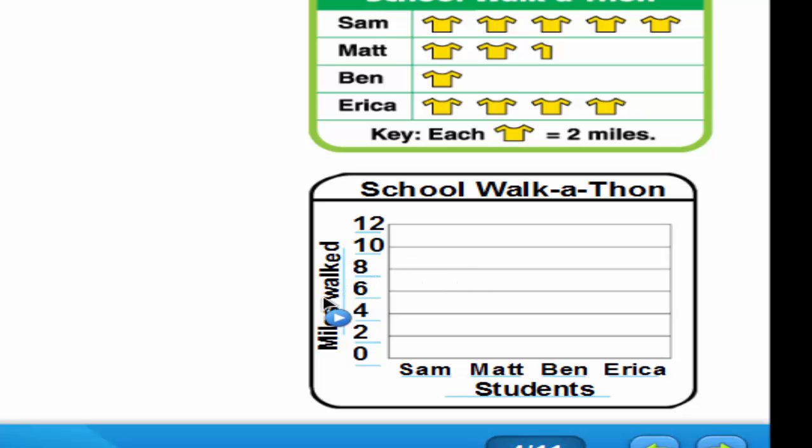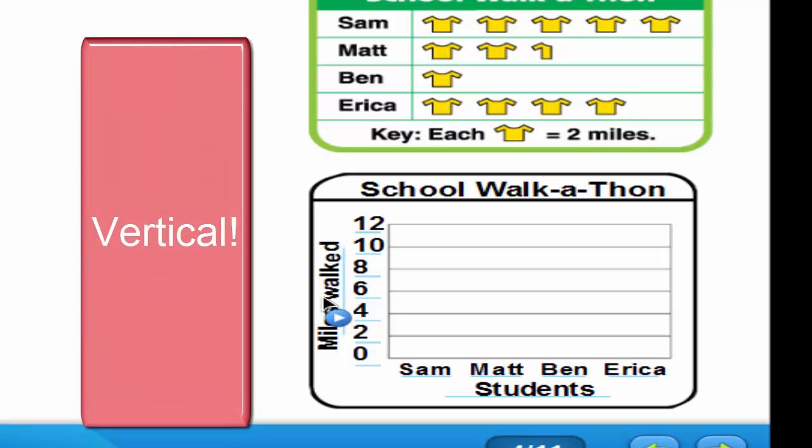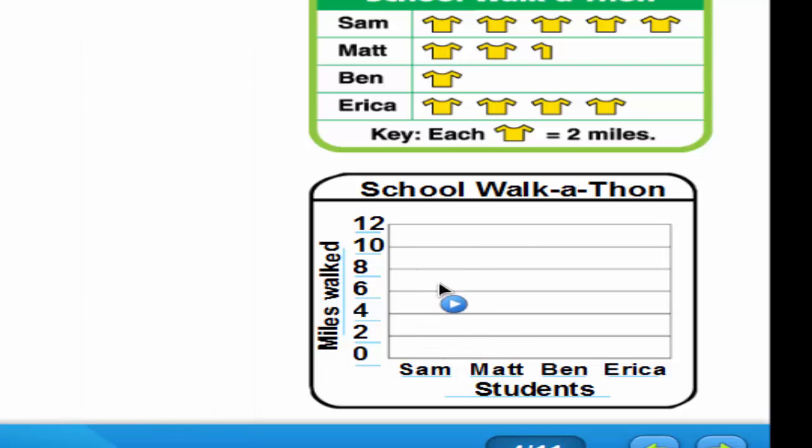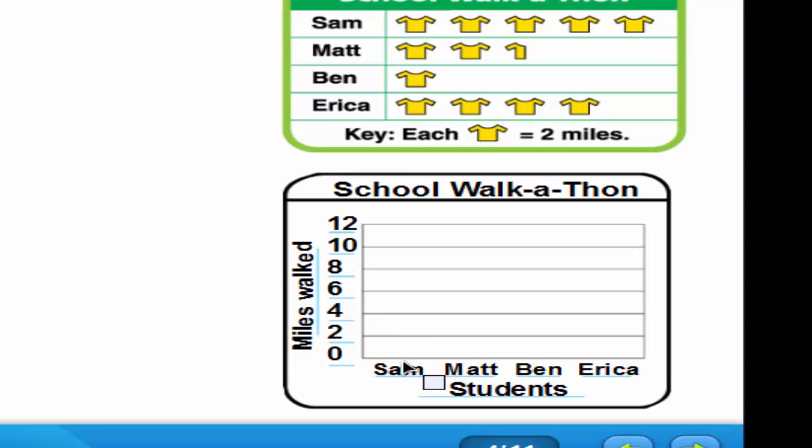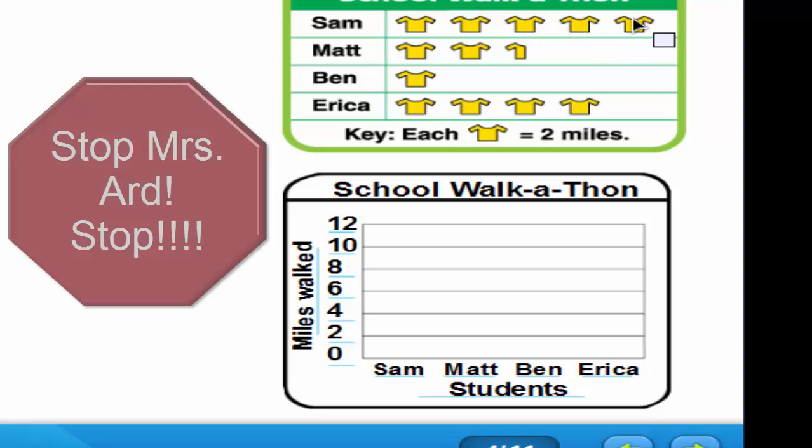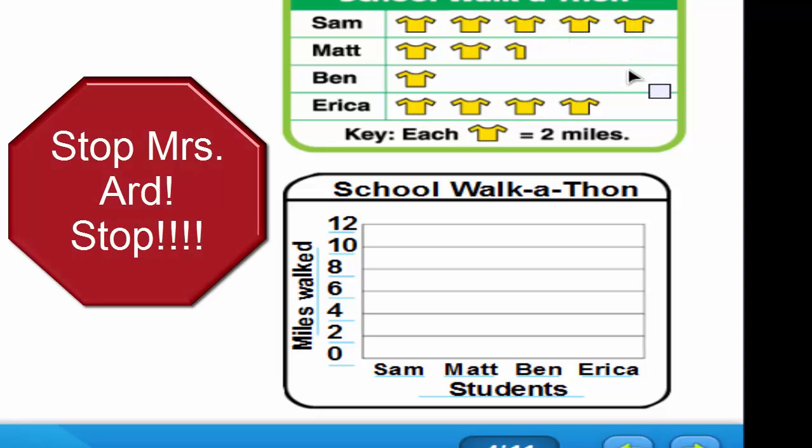Now, we're not making a horizontal bar graph. What kind of bar graph are we making this time? Good job. We are making a vertical bar graph because our bars are going to go up and down in a vertical line. So here we go. For Sam, let's go up and count how many miles Sam went. 1, 2, 3, 4, 5. Sam went 5 miles.